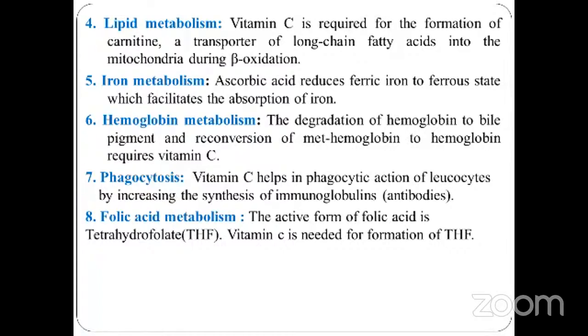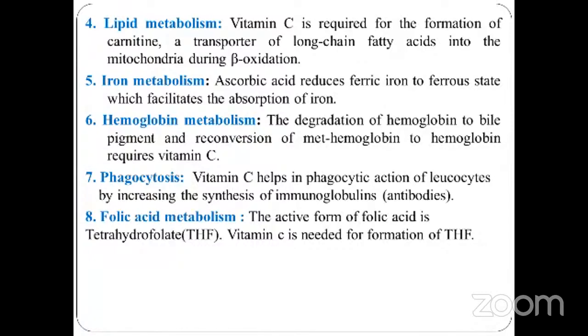Then in iron metabolism, vitamin C reduces ferric iron to the ferrous state, which facilitates the absorption of iron. So vitamin C here also plays a very important role in absorption of iron. In hemoglobin metabolism, vitamin C is required for degradation of hemoglobin to bile pigment. Reconversion of methemoglobin to hemoglobin again requires vitamin C. So vitamin C plays a very important role in hemoglobin metabolism also.